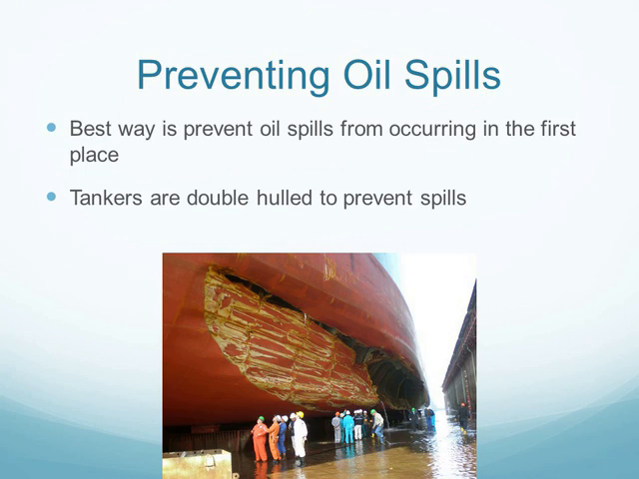And in order to do that, you need to create ships that have double hulls. So essentially, you'll have a ship or a tanker that has two walls on the outside. So just in case the outer wall gets damaged, the inner wall will still remain intact, and it should hopefully maintain the oil that's within the cargo hold so that it doesn't get into the environment. So this is just one solution in which companies have tried to prevent oil spills.